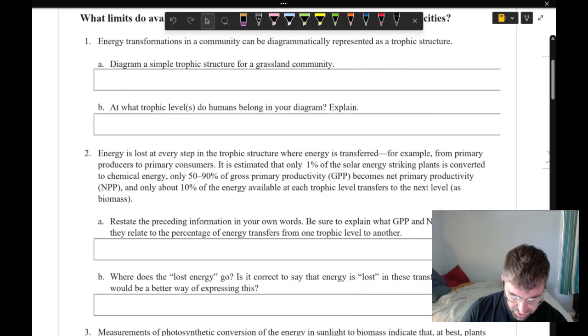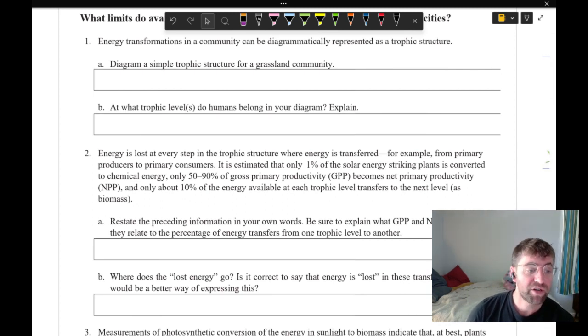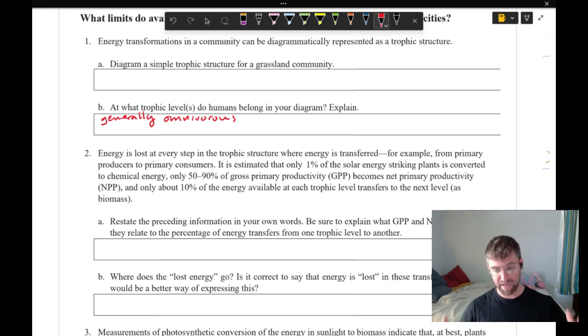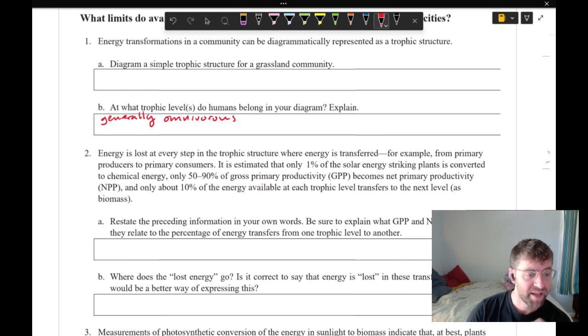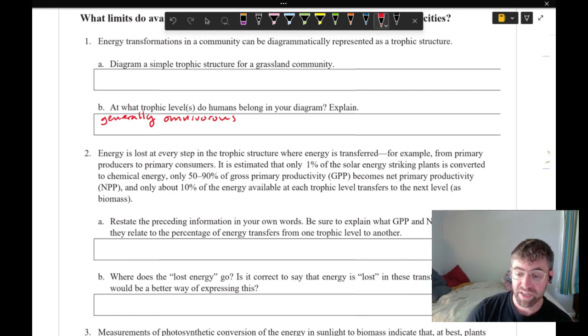At what trophic levels do humans belong in your diagram, and explain? You could argue this a couple of different ways, but we in general have an omnivorous diet. Omnivore, us. Omni, many, vorous, to eat. We eat many things. That generally means we eat lots of plants and animals. Humans consume both other animals and plants. Humans who are strictly vegetarian might eat only food derived from plants, which of course would change their classification under this structure.